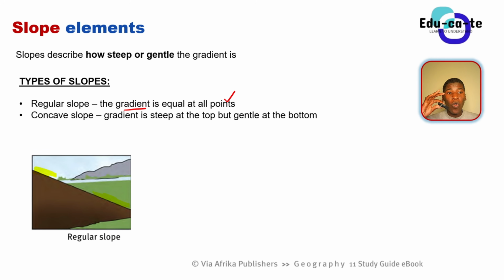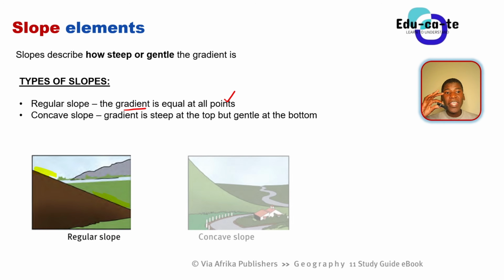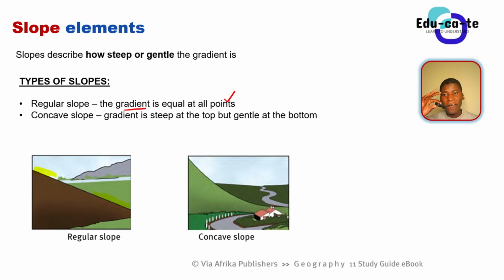Then we have a concave slope. In a concave slope, the gradient changes. First, the gradient at the top part of the slope is steep. How can we see that in this diagram? At the top parts of the slope, it is very steep. Even if you stand here on top of the mountain, you are going to fall easily because it is very steep. The gradient is steep at the top.